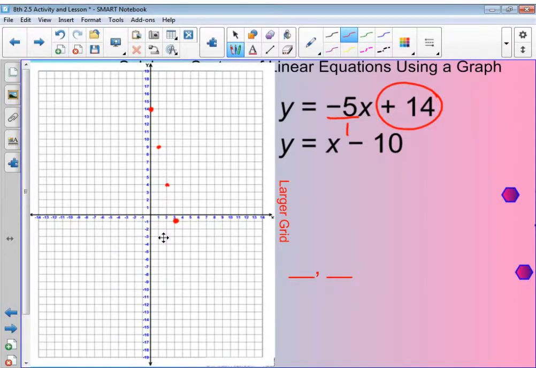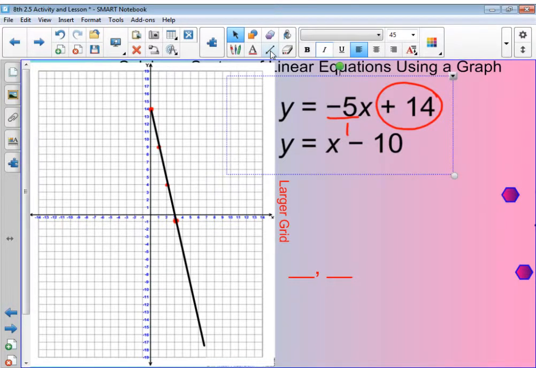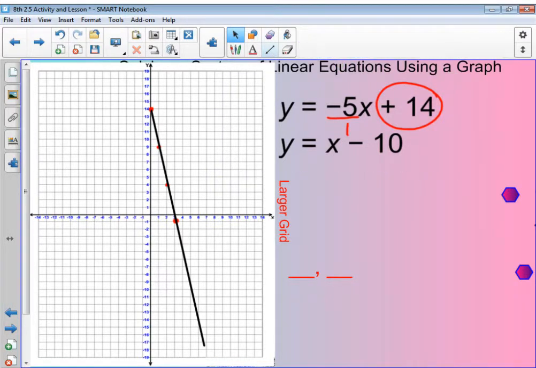So there you can visually see my lines. And I'll go ahead and connect my dots so that if it extends beyond those ones that I have, I can still see where it intersects. Okay, so then my next equation is x minus 10.